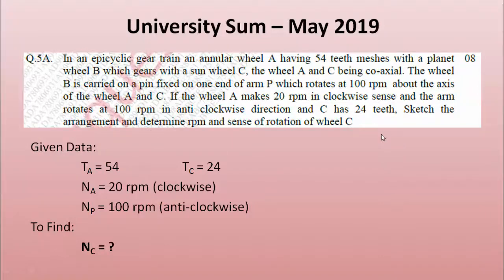So after the December 2019 sum, we will also have a look at the May 2019 sum. Again, in this case, they haven't given the diagram, but this one is a comparatively easy diagram. Okay, see, an epicyclic gear train has an annular wheel, the bigger outer wheel, which has 54 teeth and meshes with a planet wheel B.